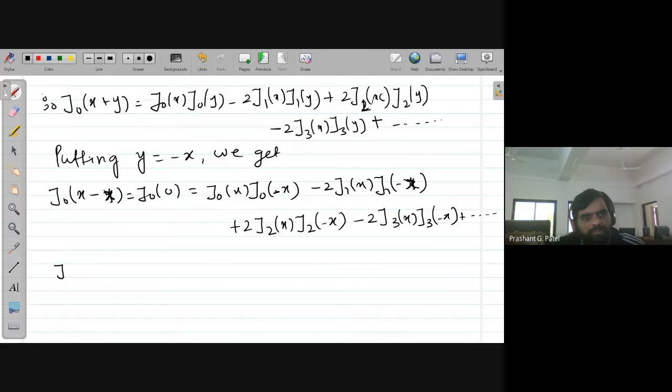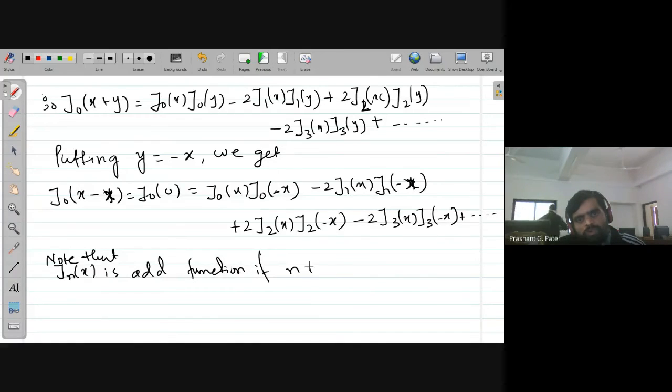That means Jnx. So this we have to note. Note that this Bessel's function is an odd function if n is odd.